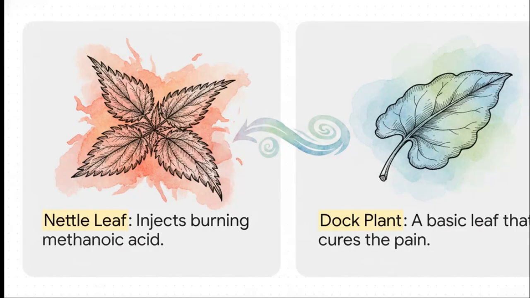Interestingly, nature actually uses this exact chemistry for literal warfare. If you get stung by a wild nettle leaf while trekking, it physically injects methanoic acid right into your skin. It causes an intense burning pain. But brilliantly, nature almost always grows a basic plant called a dock plant right next to it. You just grab that basic leaf, rub it on the acidic sting, and they neutralize each other. The pain just vanishes. Nature is wild, right?